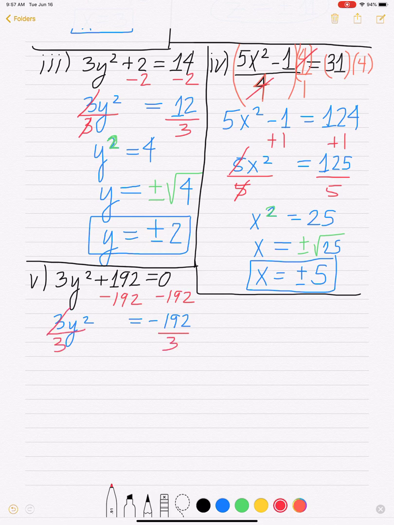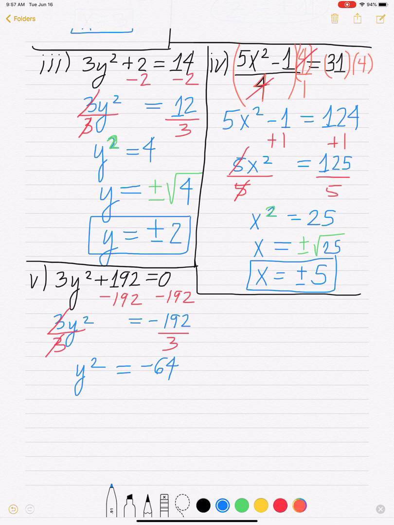The 3's cancel on the left, and let's see, we're going to have y squared equals, what's negative 192 divided by 3? Let me pull out a calculator here. I believe it's minus 64. Let's see. Negative 192 divided by 3. Negative 64.